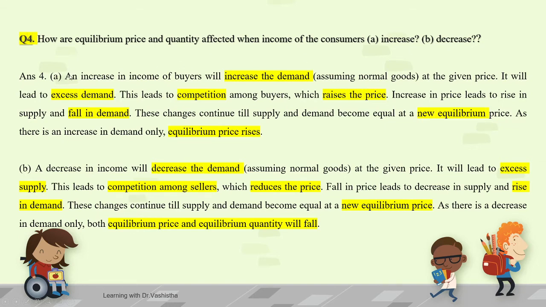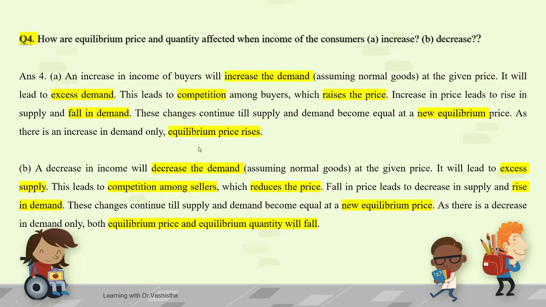So we'll take the first condition here. An increase in the income of the buyer will increase the purchasing power of the buyer. So definitely it will increase the demand. We are assuming here that we are dealing with normal goods only, because it might go something different in luxury goods or inferior goods. So taking normal goods into consideration, we'll say that an increase in income will increase the demand at a given price. It will lead to an excess demand.